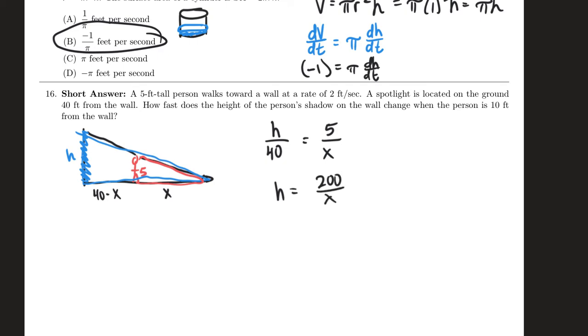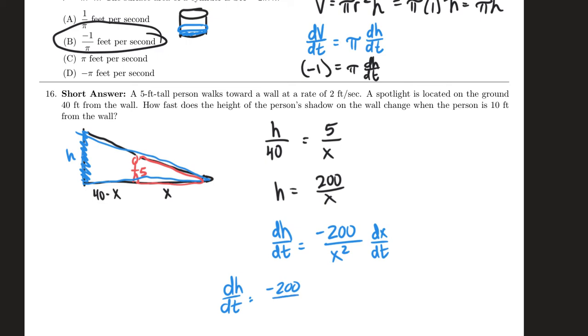And now I do my derivatives. h is going to turn into dh dt. 200 over x, all right, it's 200x to the -1. It becomes -200 x to the -2, like that. And I took the derivative of x, so I get a dx dt. And here's where how you label your problem and what you plug in matters. So I'm trying to figure out how this height is changing.